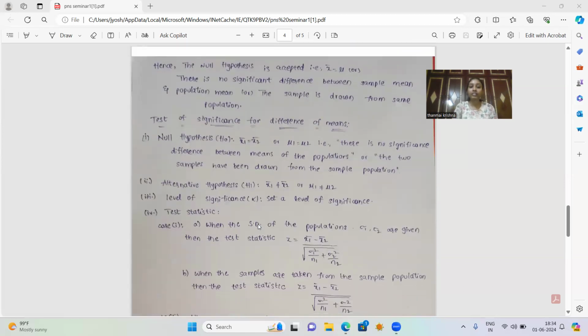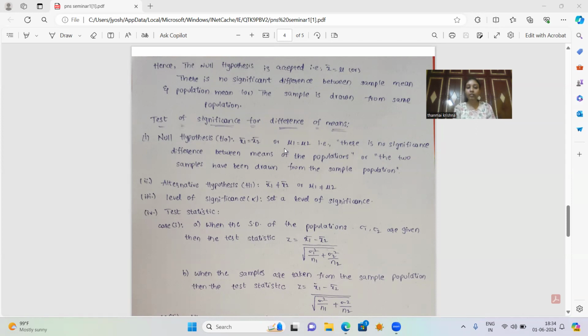Next, we are going to test the significance for a difference of mean. Here also we have 5 steps, which are null hypothesis, alternate hypothesis, level of significance, test statistic, and a conclusion. First one is the null hypothesis, represented by H0, which means x1 bar is equal to x2 bar, or mu1 is equal to mu2. There is no significant difference between the means of the population, or the two samples have been drawn from the same population.